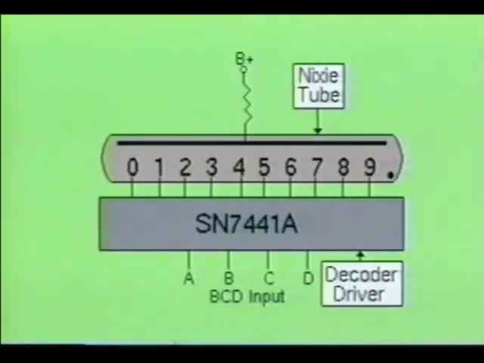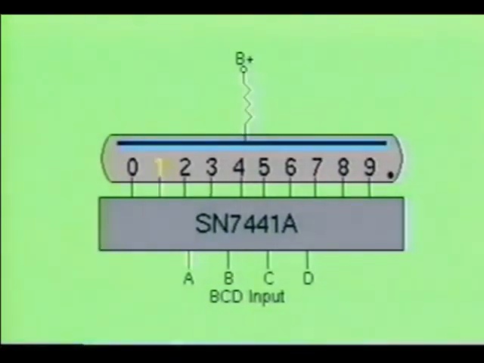Here you see the SN7441A, which is a BCD to decimal decoder Nixie tube driver shown with a Nixie tube. The BCD numbers to be decoded is applied at the 4 inputs labeled A, B, C, and D. This decoder driver operates much like the 7-segment device previously discussed, except that the SN7441A will only activate one output at a time.